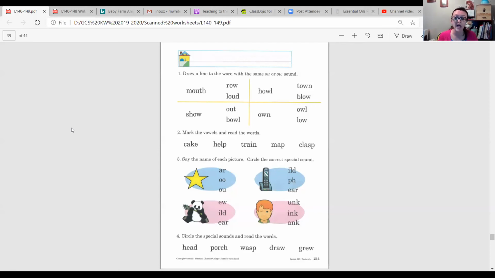Section 1, draw a line to the word with the same OU or OW sound. Both words that are connected with a line will either say the same ow sound or the same O sound. Section number 2, mark the vowels and read the words. Section number 3, say the name of each picture, circle the correct special sound. Section 4, circle the special sounds and read the words.